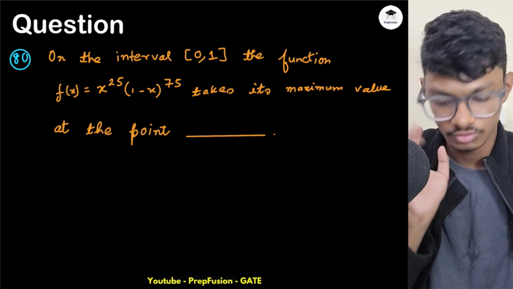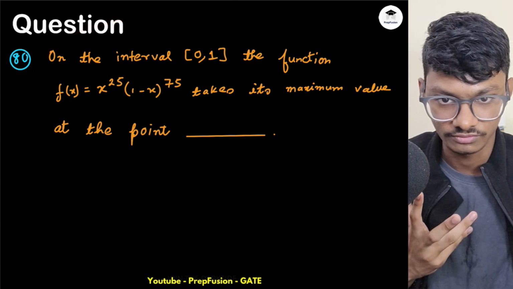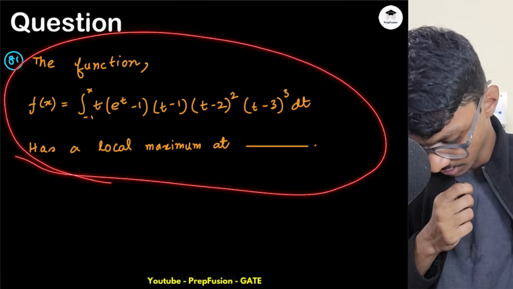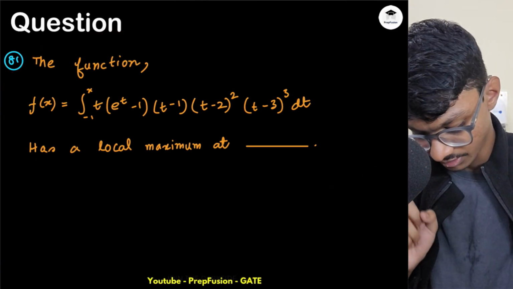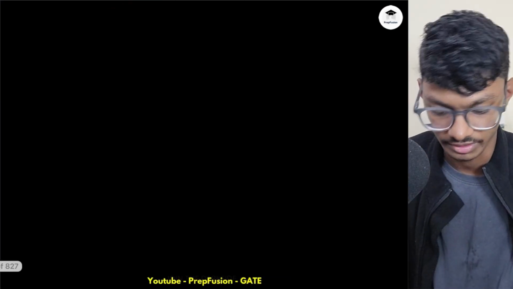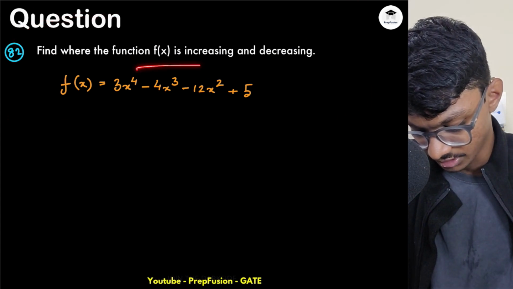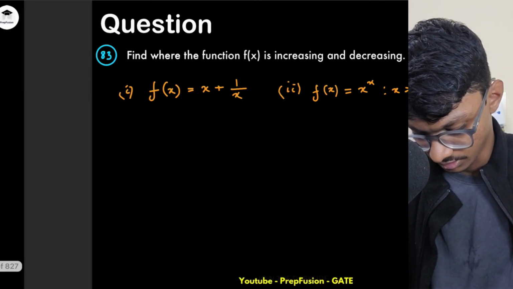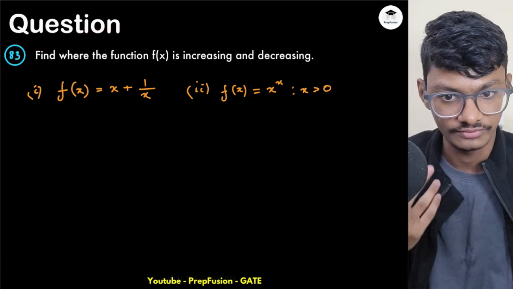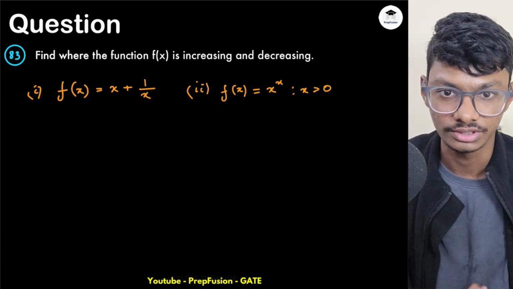I will give you homework. You try to solve this question, take the screenshot and solve it, and in the next lecture we will solve all these questions. You will need the help of the wavy curve method, I'll show you how to use it. Then find where the function f of x is increasing and decreasing. I think this is the last question, again the same question, find where f of x is increasing and decreasing. So take the screenshot, solve this, and I will see you in the next lecture.